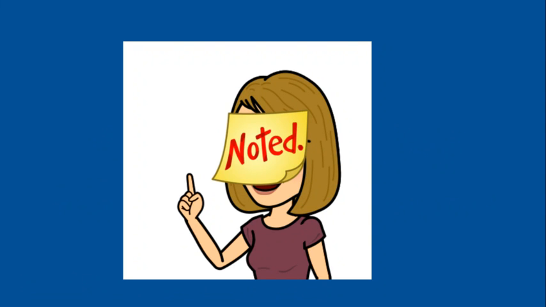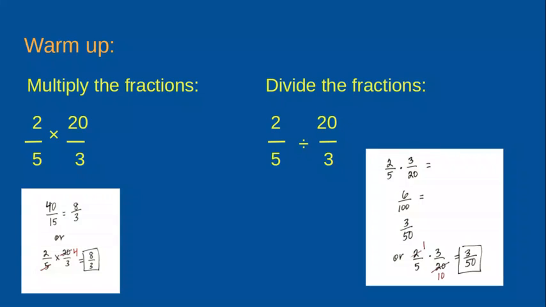Here we go. All right, let's begin by remembering how to multiply fractions and divide fractions. So over on the left, I have two fractions, 2 over 5 times 20 over 3, or 2/5 times 20/3. The rule for multiplying fractions is top times top, bottom times bottom. So I can go straight to the top times top is 40, bottom is 15, reduce 40/15ths by a factor of 5, and I'm left with 8/3.